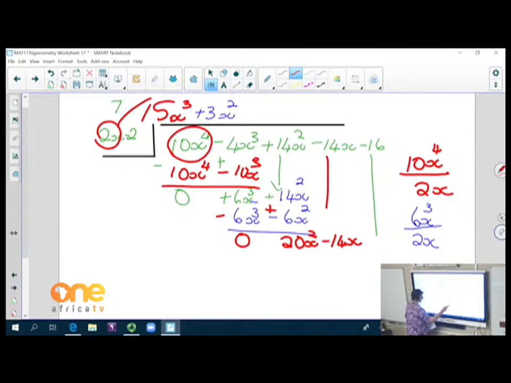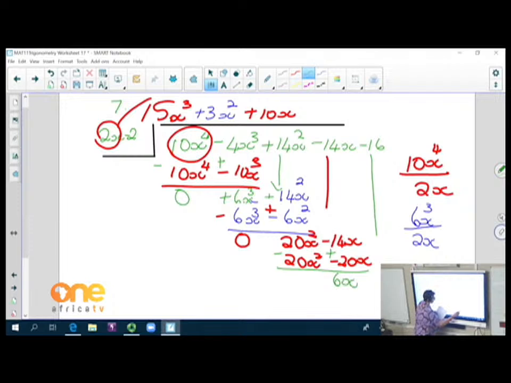So 2x divides into this one plus 10x. If you multiply now there, you get 20x squared and minus 20x. We subtract, so we change the second signs and add. So negative 14 plus 20 gives you then 6x here. And you bring down the minus 16.